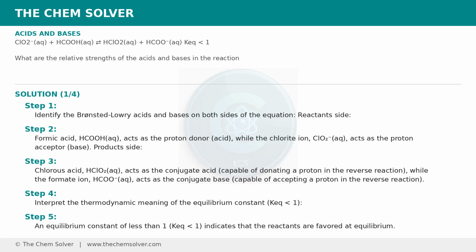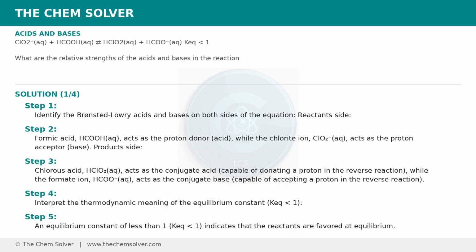Product side. Chlorous acid, HClO2, acts as the conjugate acid, capable of donating a proton in the reverse reaction, while the formate ion, HCOO to the power negative, acts as the conjugate base, capable of accepting a proton in the reverse reaction.